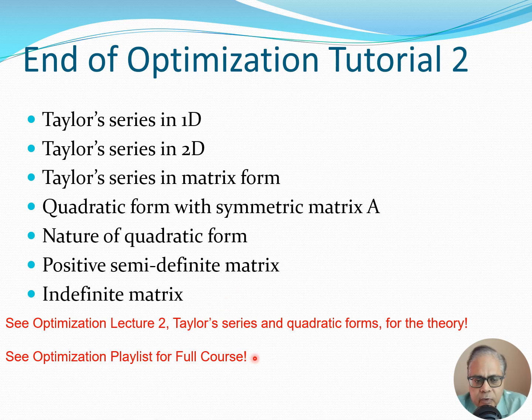Like I mentioned, take a look at my optimization lecture 2, Taylor series and quadratic forms, for the theory, and take a look at tutorial 1 in case you did not, for the calculation of the gradient vector and the Hessian matrix for that particular function.